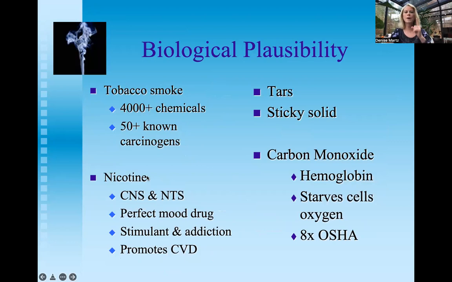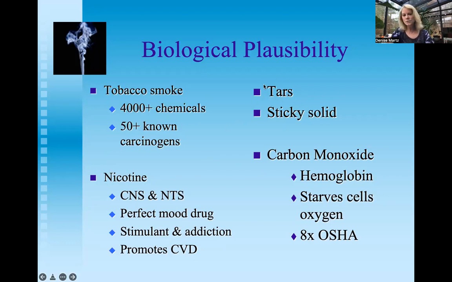First of all, do you have biological plausibility? Is it plausible that use of this substance could translate into heart disease, cancers, etc.? Of the chemicals that we've talked about in tobacco smoke, there's over 4,000. 50 are known carcinogens. 50 are known to cause cancer.